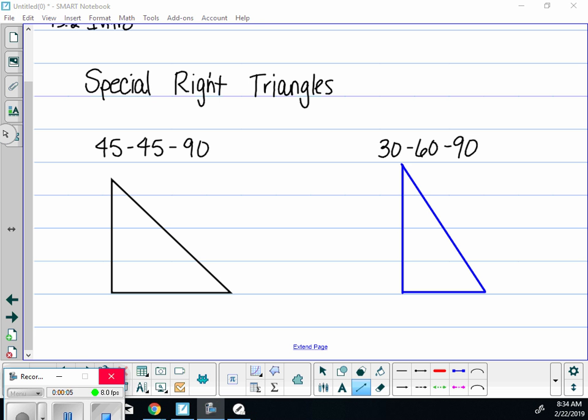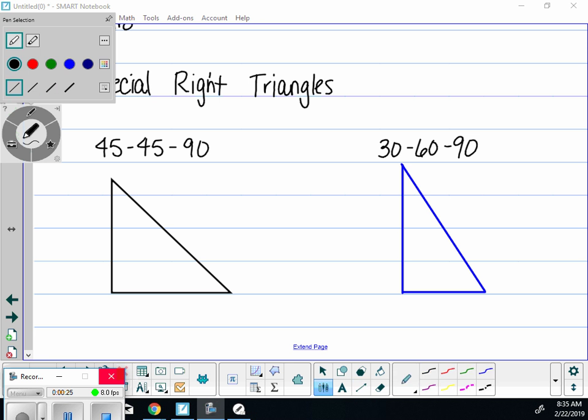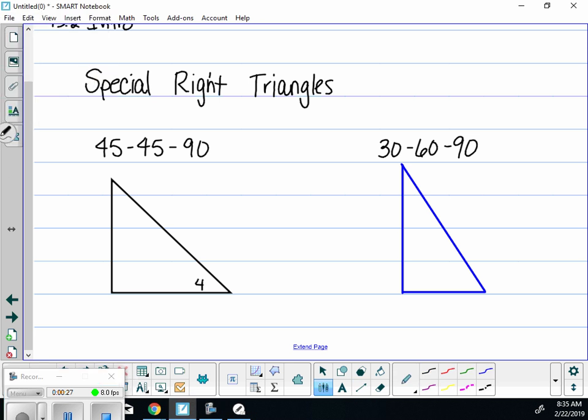So before we jump into all the values on the unit circle and talking about sine and cosine and all of that fun stuff, we're going to look at these special right triangles. So a 45, 45, 90 triangle always works the same way. The values of the lengths of the sides always have the same ratio.